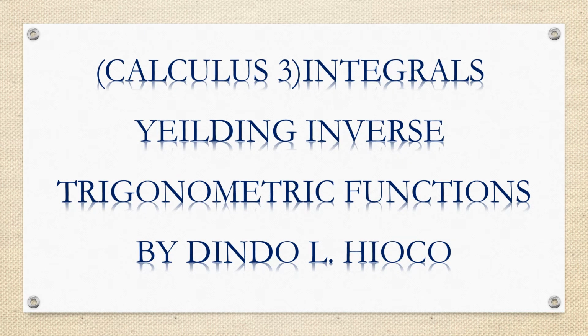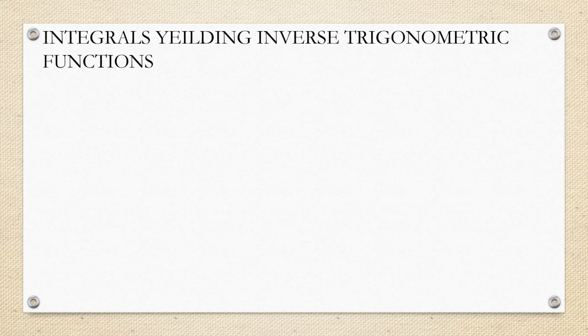So at this time, we will tackle one of the topics in Calculus 3, which is integrals yielding inverse trigonometric functions. We have the following formulas to be used. Number one, if we have the integral of du over the square root of 1 minus u squared, as we integrate that, it is equivalent to sine inverse of u plus c.